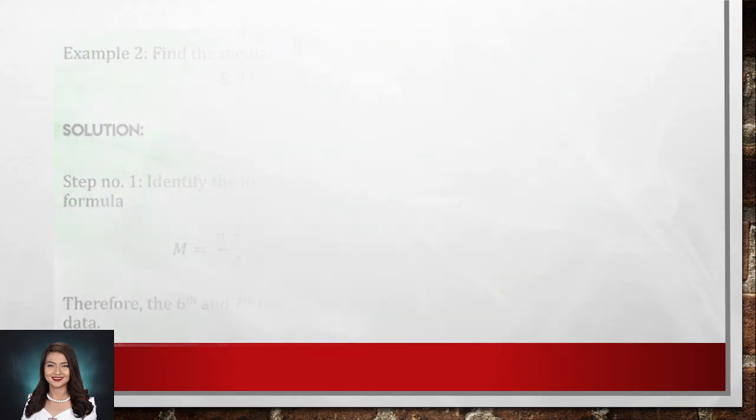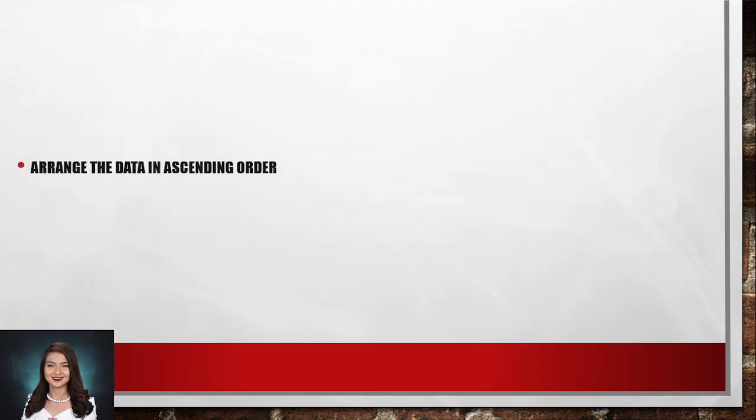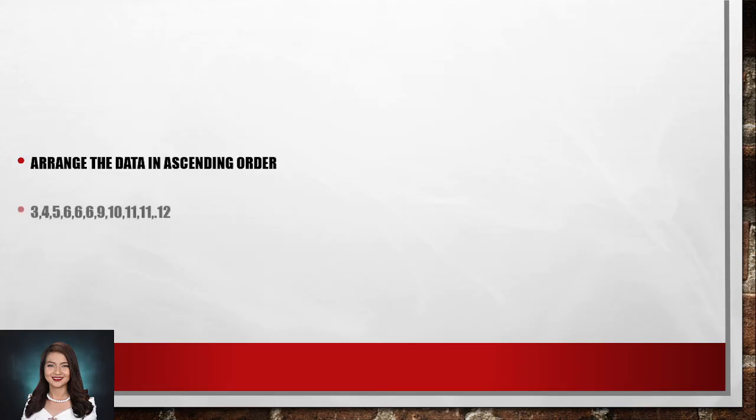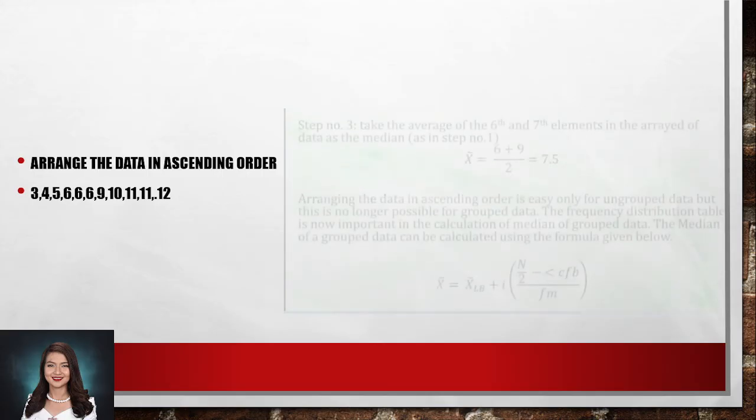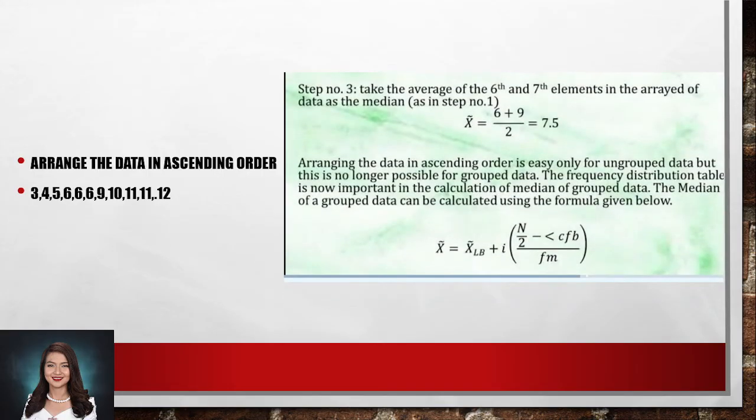So in this case, we're going to arrange the data in ascending order. So we have here 3, 4, 5, 6, until 12. Next, we take the average of the 6th and 7th elements in the array of data as the median, as in step number 1. So we have here 6 plus 9 divided by 2, we get 7.5. But there is a difference between computing grouped data and ungrouped data.